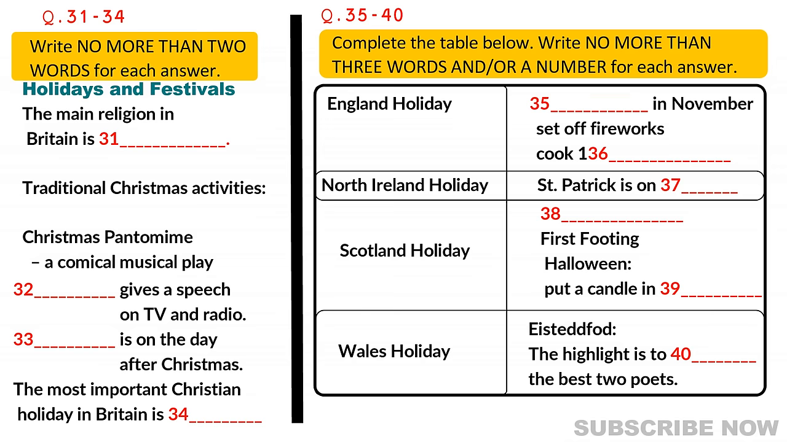There are three traditional Christmas activities in Britain. One is the Christmas pantomime, a comical musical play. Another British Christmas tradition is to hear the Queen give her Christmas speech over television and radio. The British Queen is also the Queen of other nations, such as Canada and Australia, and so her speech is broadcast to millions of subjects throughout the world.